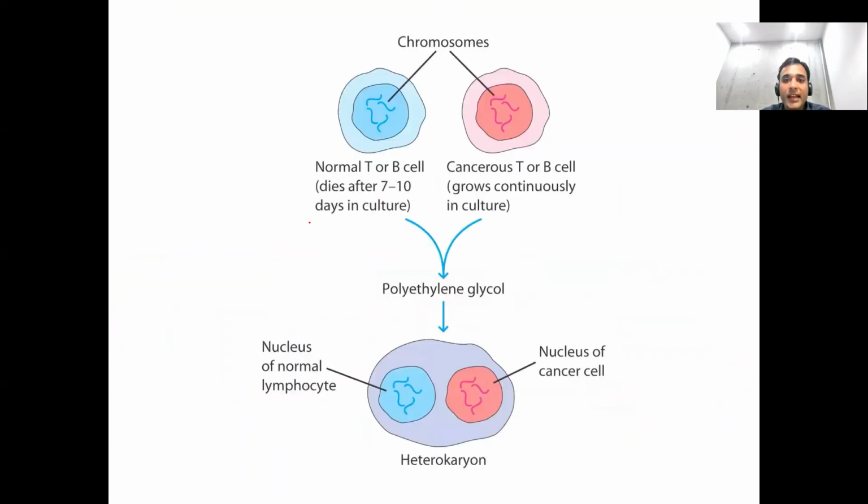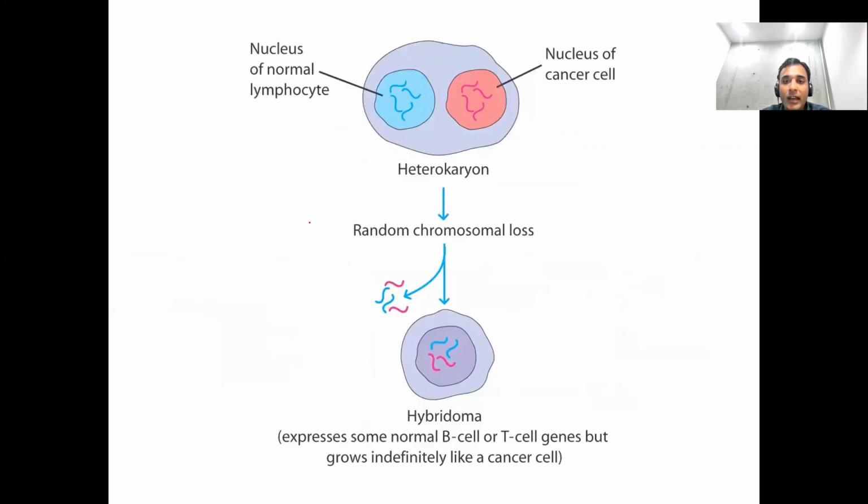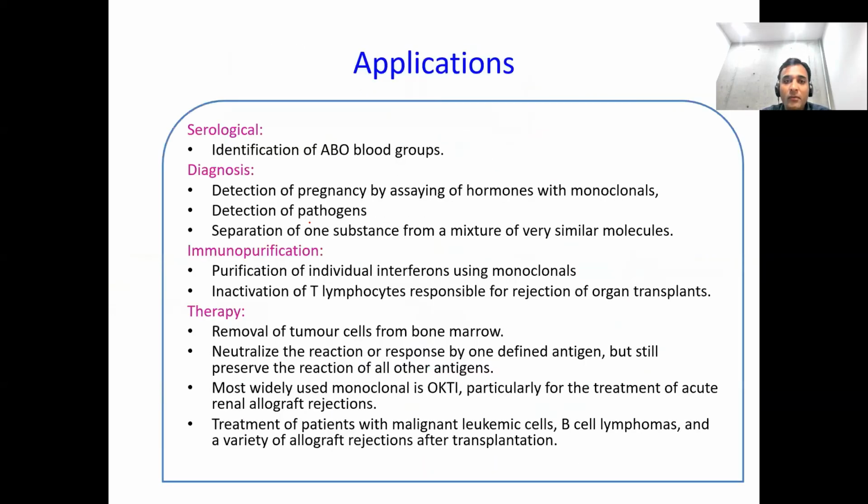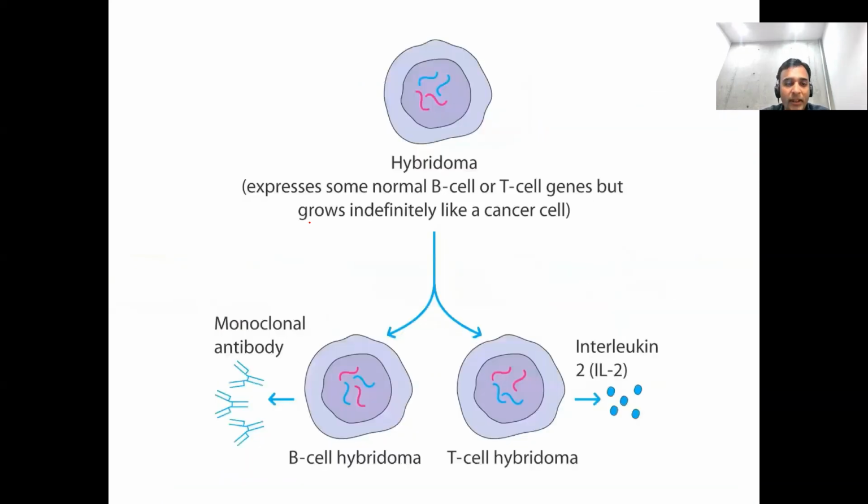Anyway, finally, this is the product. These are the cells, and this is how you are going to fuse them with polyethylene glycol. And finally, you are going to have your hybridoma cells, and this is how you can produce antibodies. The applications I will discuss in the next class. I think time is over.